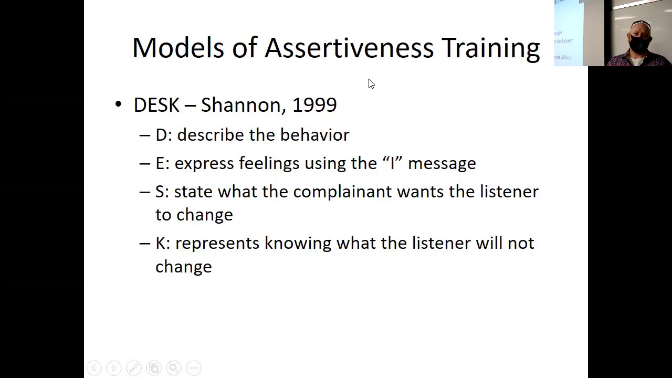Here's another one, and it's got one of these acronyms, the letters stand for the thing. I can't remember the name of them. DESC.